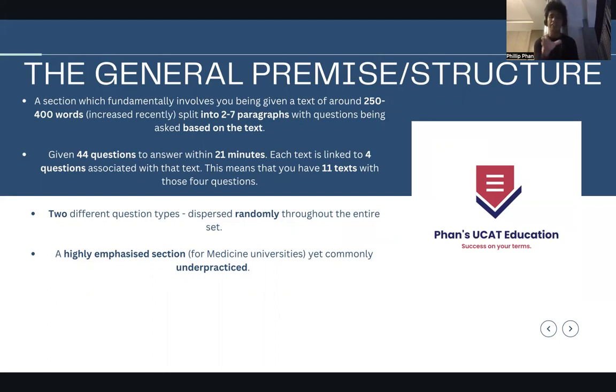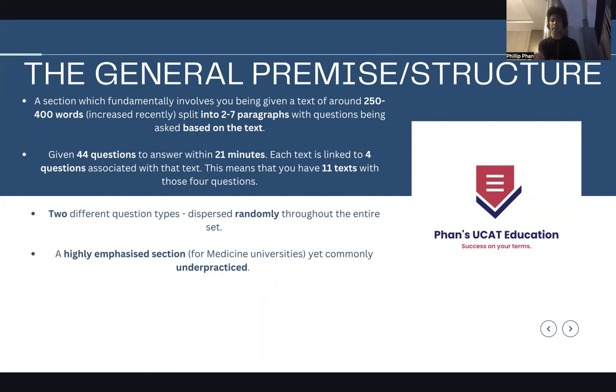It's also split into 2 to 7 paragraphs, and after the text, you get questions asked based on the actual text itself. I mentioned 2 to 7 paragraphs because that is actually very important, but that is going to be for a tip video later. So you have 44 questions to answer in 21 minutes, and each text is linked to 4 questions.